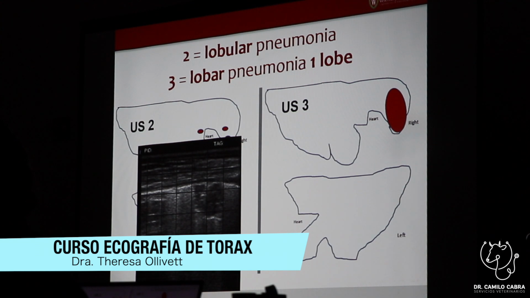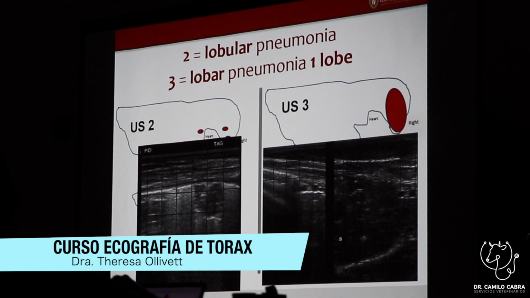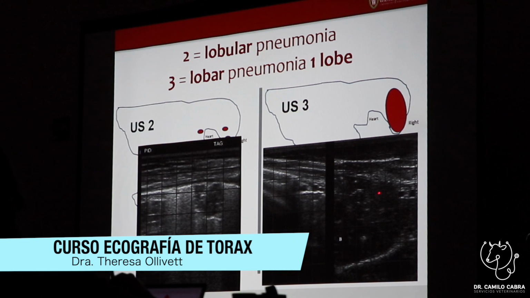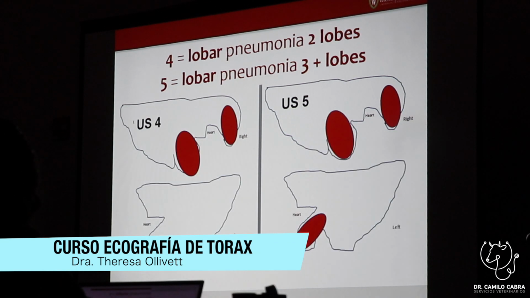So any lesion that's got aerated lung dorsally, this is dorsal and this is ventral. So it's got aerated lung dorsally and aerated lung ventrally. It means it's surrounded by air. It has to be a lobular lesion. Lobar lesions are going to be consolidated all the way down to the ventral aspect of that lobe. That's going to be my definition of a lobar lesion.